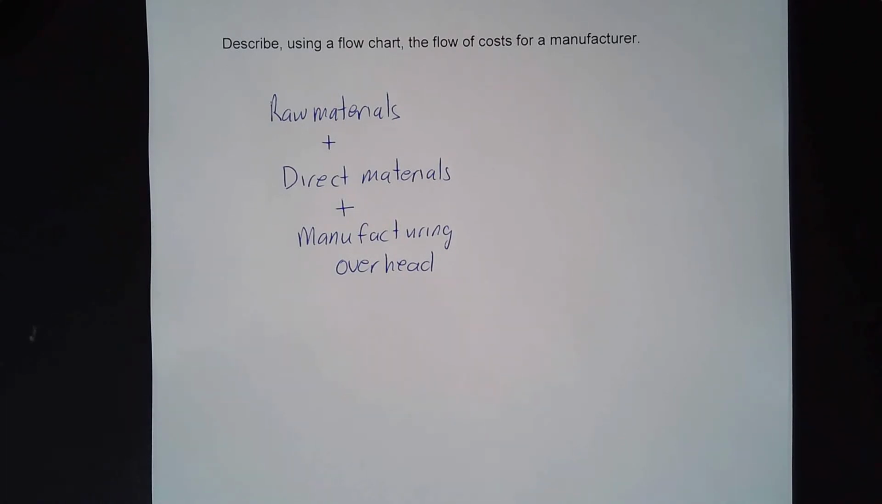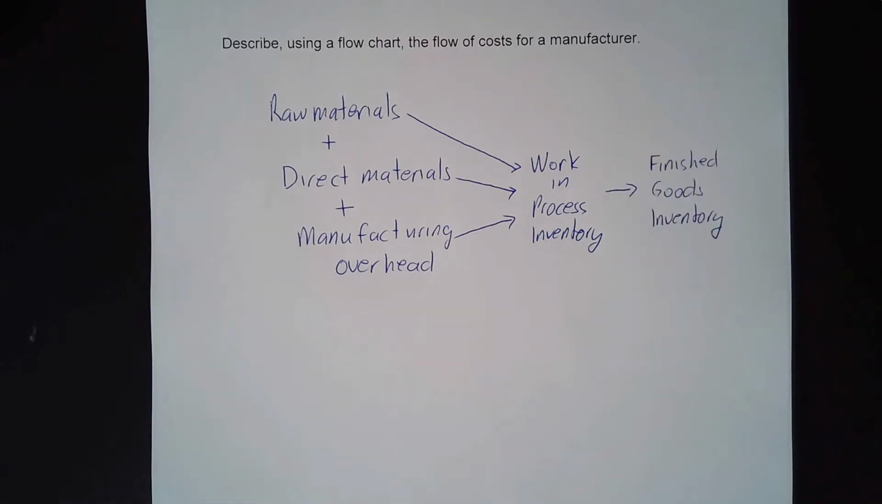As a product is being manufactured, all three of these costs are transferred into work in process, WIP for short. Once the manufacturing process is complete and the manufacturer has finished goods, the costs are transferred from WIP, work in process, into finished goods. Finished goods is an inventory account on the balance sheet under current assets. When the goods are sold, they will be transferred out of finished goods inventory into cost of goods sold, an expense account on the income statement.